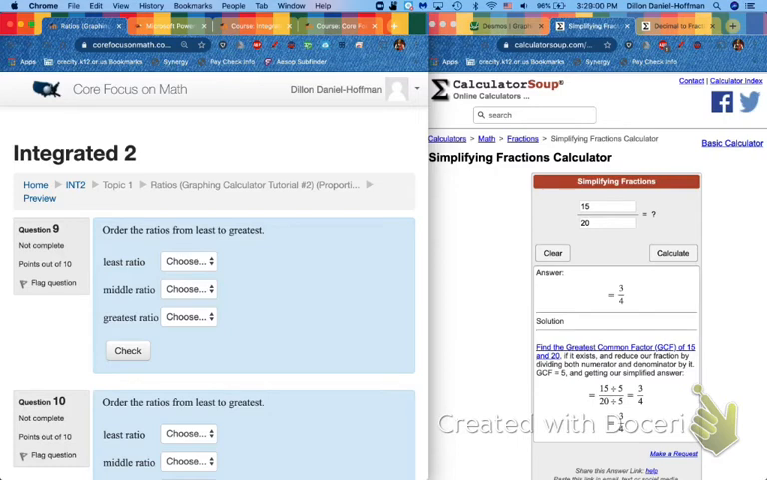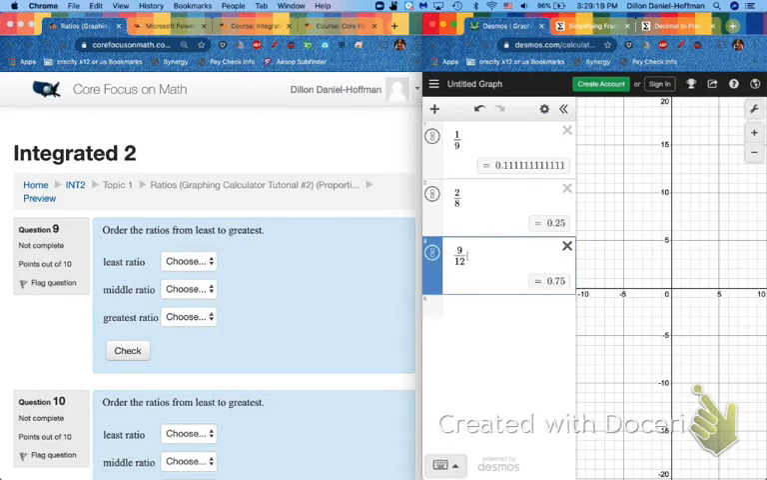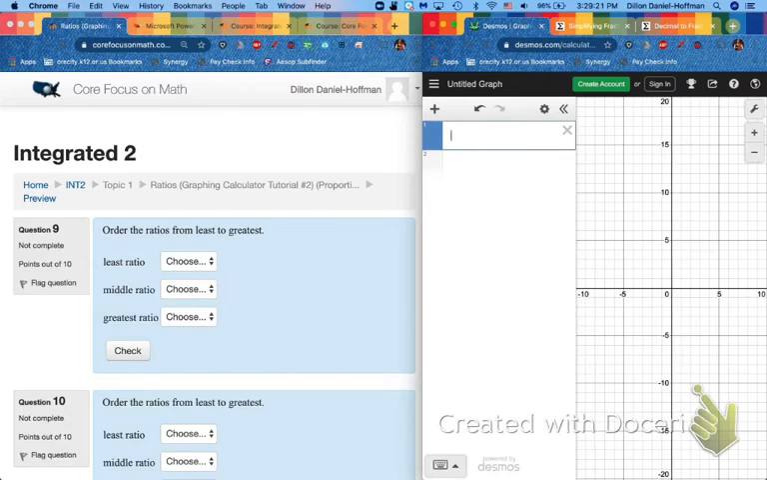Order the ratios from least to greatest. Okay, this is very helpful. We are not great as humans at comparing fractions. It's just how it is. Fractions are more difficult to compare than decimals. Why? Because we use decimals for money all the time. But fractions, you don't often go to a store and say, all right, here's 1/20th of a coin. This is 3/35 worth of a coin. No, we use decimals for that.